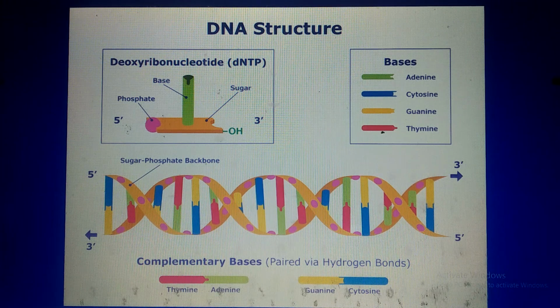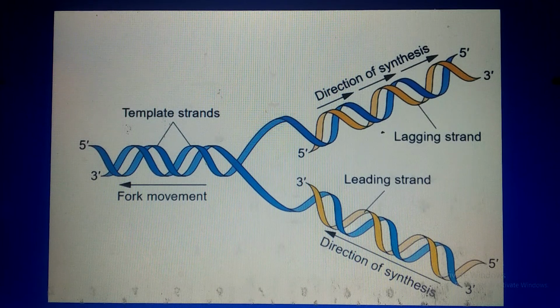As we know, they are all complementary. Adenine bonds with thymine, and cytosine bonds with guanine, meaning A with T and C with G. You are familiar with this concept. Now I'm not discussing in detail here, just giving you the concept about the basic structure of the DNA. Okay. Now a little bit about the DNA replication.